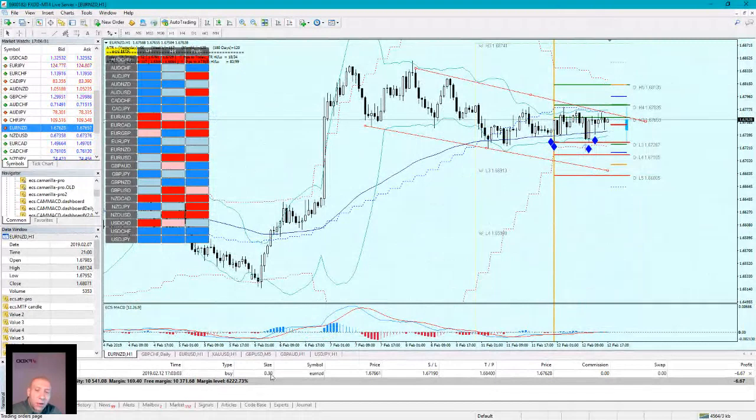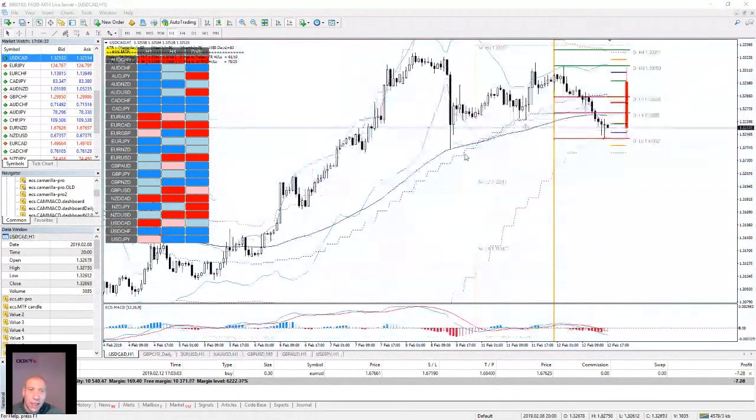By scaling out half and putting the rest to break even plus one. That is how I usually do it. Okay, so that is it. I don't see anything else. I tried to go with dollar CAD today, but I lost this trade.